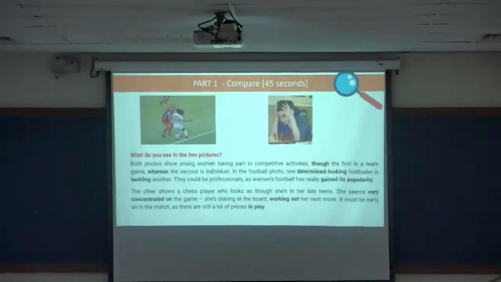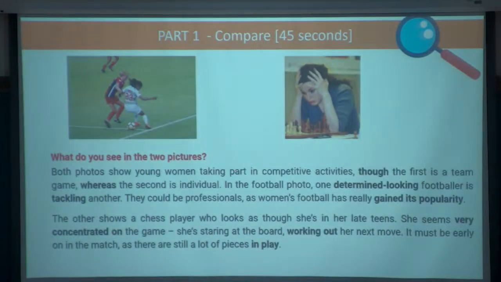Both photos show young women taking part in competitive activities, though the first is a team game, whereas the second is individual. In the football photo, one determined-looking footballer is tackling another. They could be professionals, as women's football has really gained popularity. The other shows a chess player who looks as though she's in her late teens. She seems very concentrated on the game. She's staring at the board, working out her next move. It must be early on in the match, as there are still a lot of pieces in play.